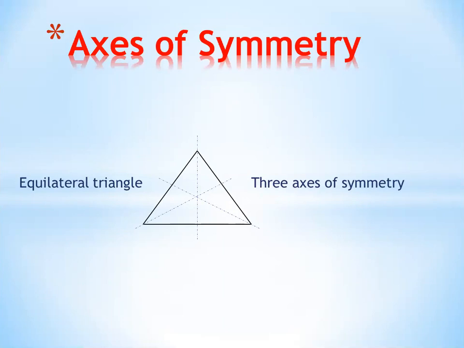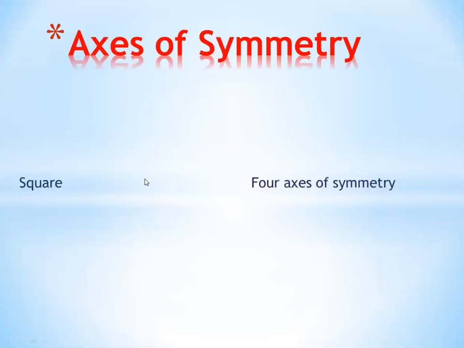So here's the first axis of symmetry. We can fold them together. Here's the second axis of symmetry. And this is the third axis of symmetry. The square has 4 axes of symmetry. 1, 2, 3, 4. Okay.